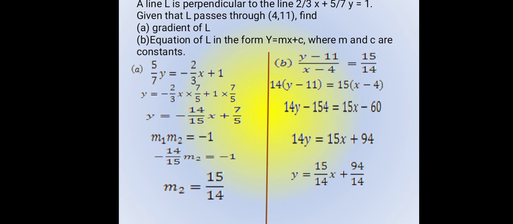So our gradient is negative 14/15. For those lines to be perpendicular, the product of the gradients should be negative 1, which means the gradient of the other line is 15/14. Now, having the gradient of the other line, and we know it must pass through point (4, 11), we find the change in y equating to that gradient. And solving that, we find that the equation of the other line is 14y is equal to 15x plus 94.